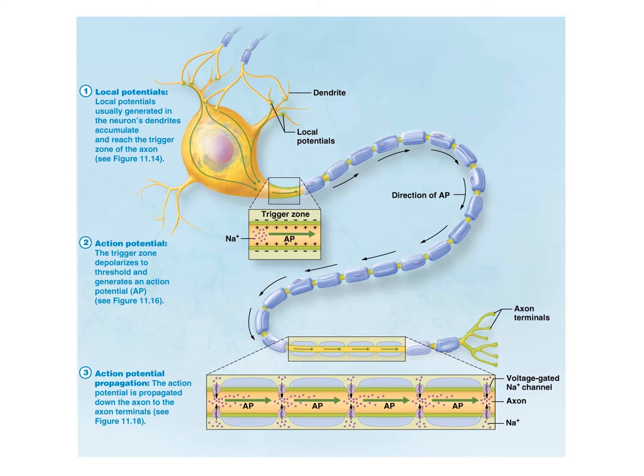Okay, so here's a summary slide of everything we talked about. Remember we have local potentials that are found in the dendrites, and then we have the trigger zone where, if it's significant enough, action potentials will be produced, which will then be propagated along the axon as if it was jumping from one node to the next.